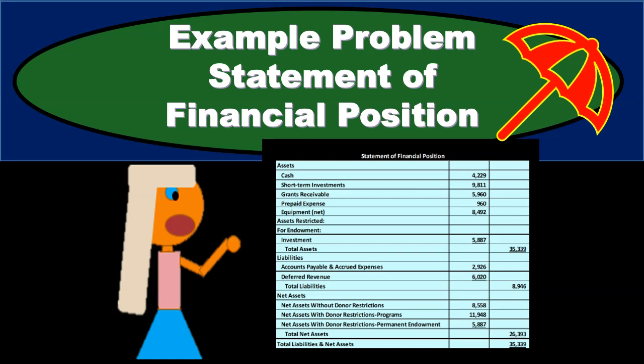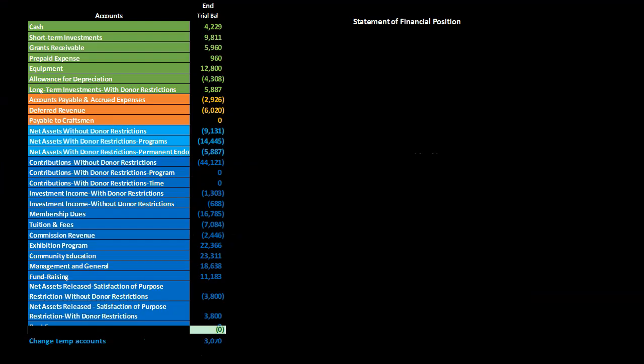In this presentation, we will be continuing on with our example problem, this time taking a look at and constructing the statement of financial position. We're going to be constructing the statement of financial position from the trial balance on the left, the creation of the statement of financial position on the right. The statement of financial position will be similar to the balance sheet. We're talking about a point in time, where we stand as of a point in time.